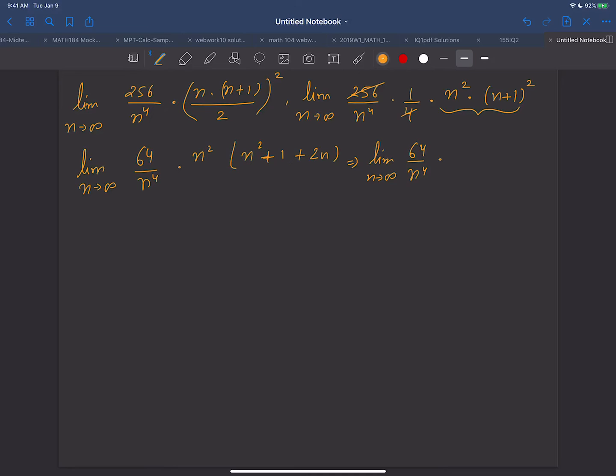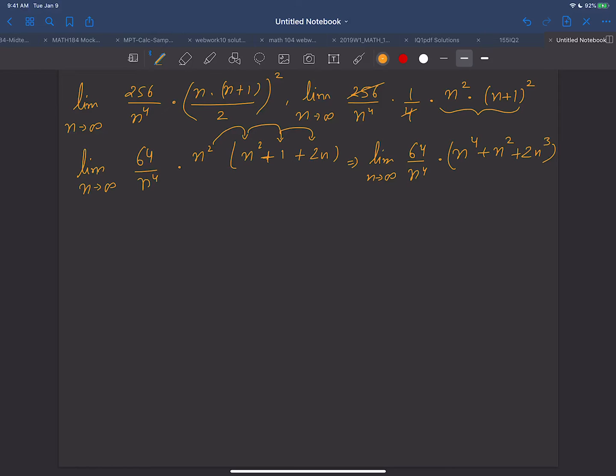Now when you multiply this n squared inside with each one of them, what you're going to get is n to the 4 plus n squared plus 2n cubed. That's when the n squared goes inside. So everybody's with me so far? Any questions on the algebra? Okay, I'm expecting everybody's good.